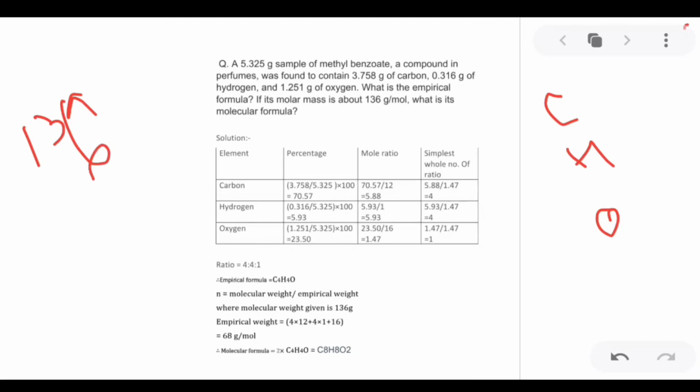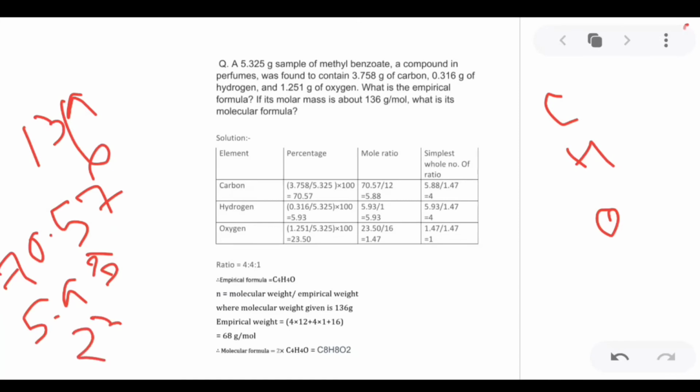Now first convert the mass into mass percentage. For carbon, 3.758 divided by 5.325 into 100 is equal to 70.57. For hydrogen, 0.316 divided by 5.325 into 100 is equal to 5.93. For oxygen, 1.251 divided by 5.325 into 100 is equal to 23.50.